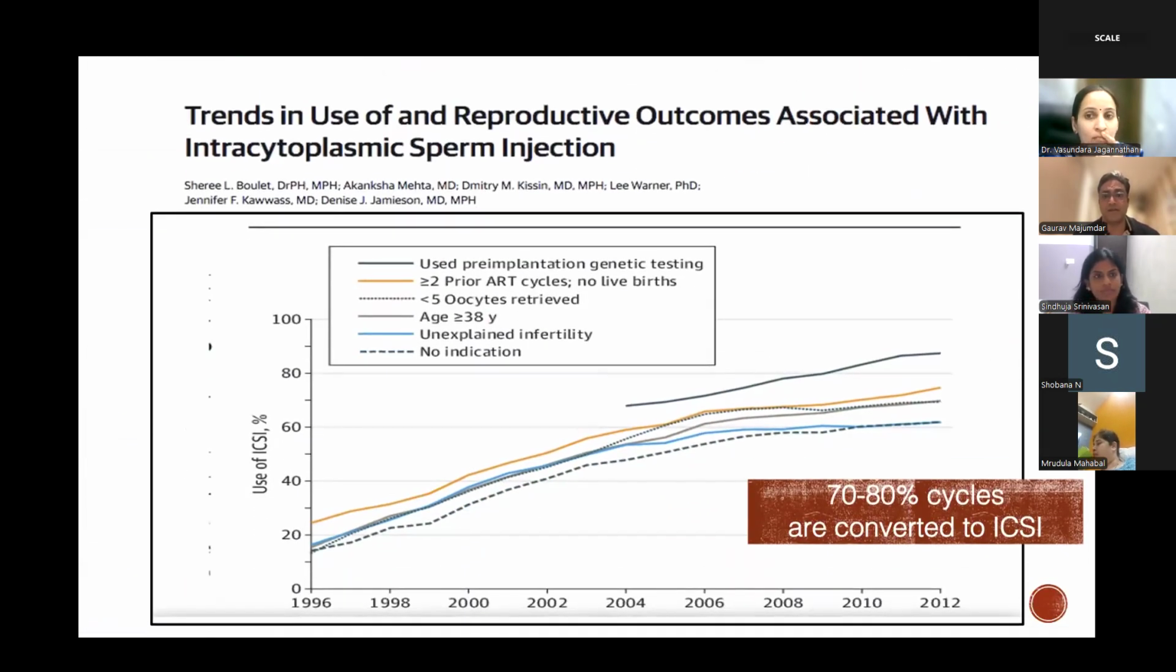In this trend, almost 70 to 80% of cycles where ICSI is not really indicated, because they have normal sperm and can probably easily fertilize using conventional insemination techniques, have been converted to ICSI. And this is a graph from the SART data showing how rapidly ICSI usage has gone up in the past 2 decades.